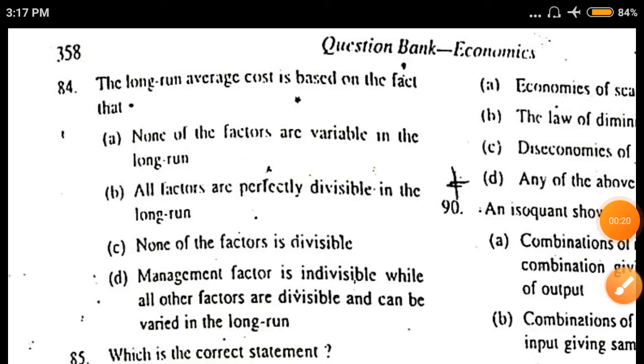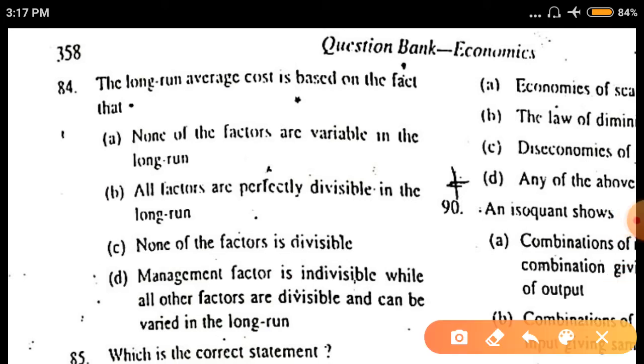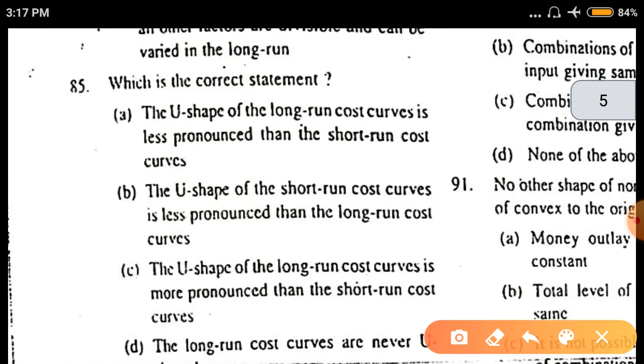Question number 84. The long run average cost is based on the fact that the right answer is management factor is indivisible while all other factors are divisible and can be varied in the long run. Next is, which is the correct statement? The right answer is the U-shape of long run cost curve is less pronounced than the short run cost curves.